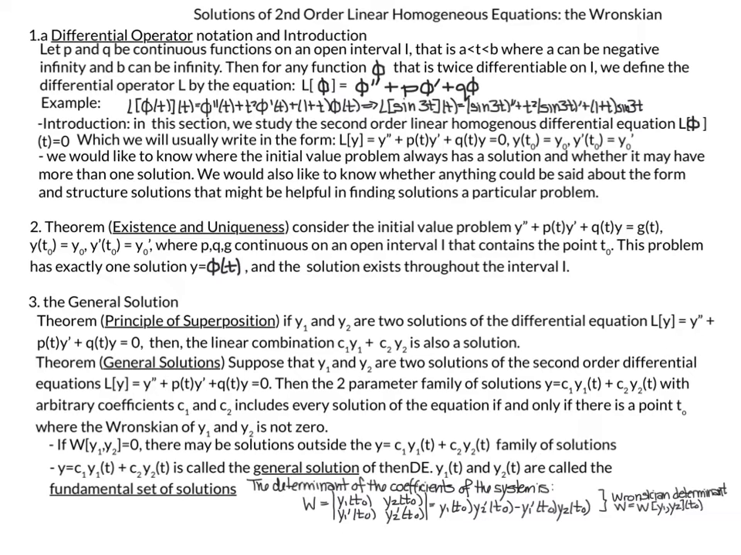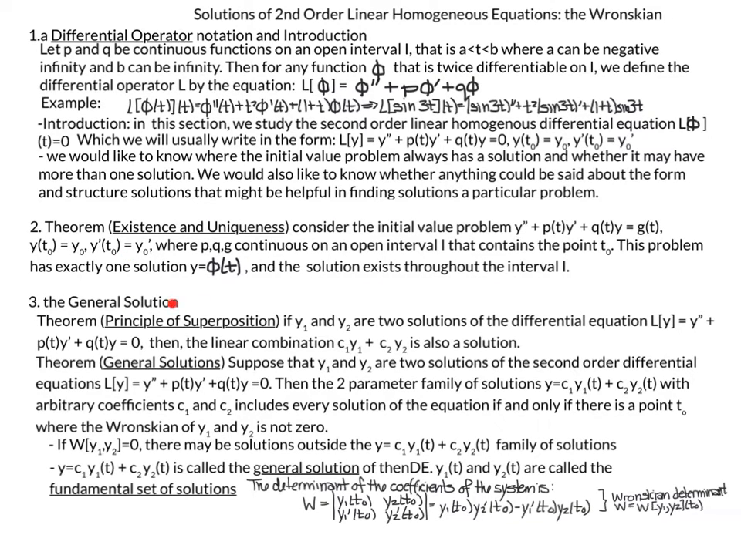We'll look at a theorem of existence and uniqueness, which actually should look very familiar because it looks just like the one for first-order linear equations. So if we consider the initial value problem, y double prime, so it's second order, plus p of t y prime plus q of t y equals g of t, where we have initial conditions, and p, q, and g are continuous on an open interval I that contains the point t naught, then this problem has exactly one solution, so a unique solution, and the solution exists throughout the interval I, very much like first-order linear equations.